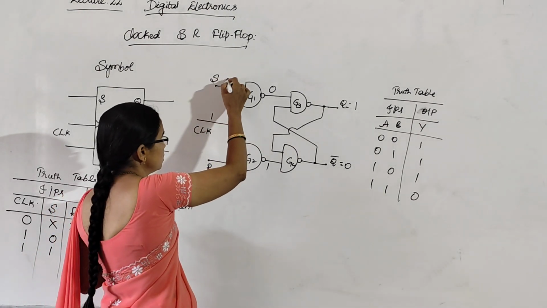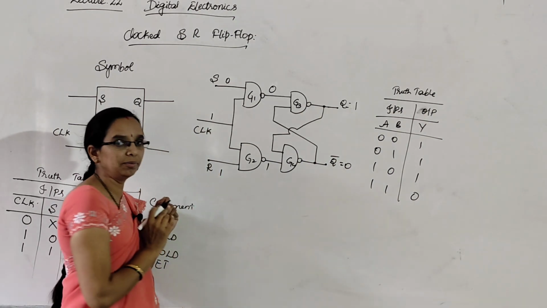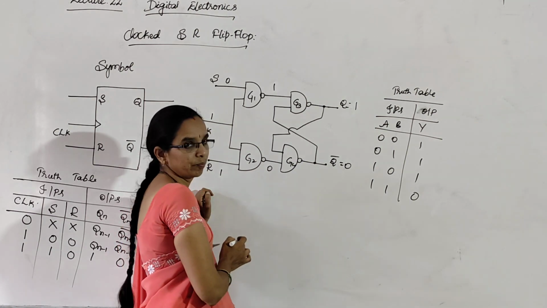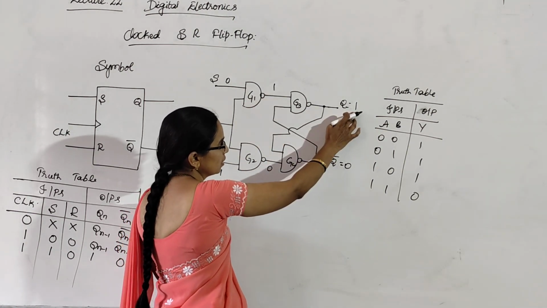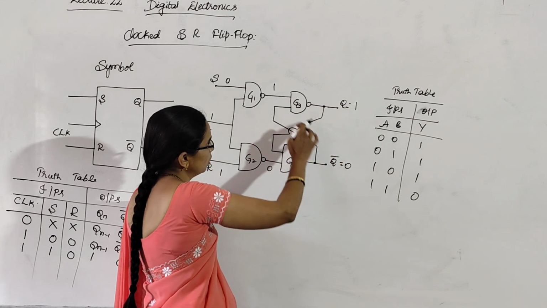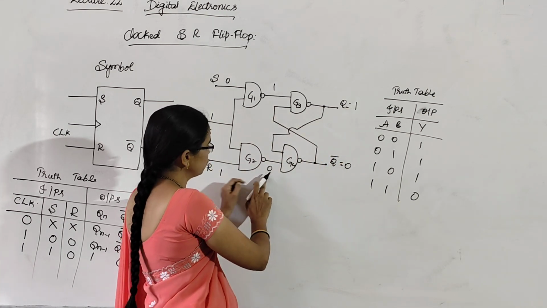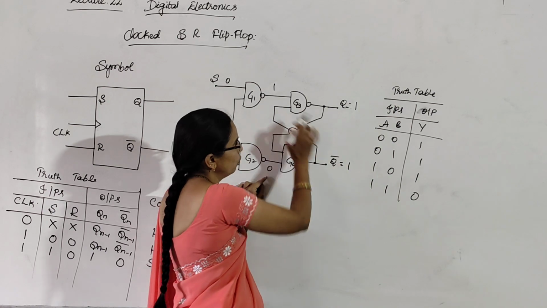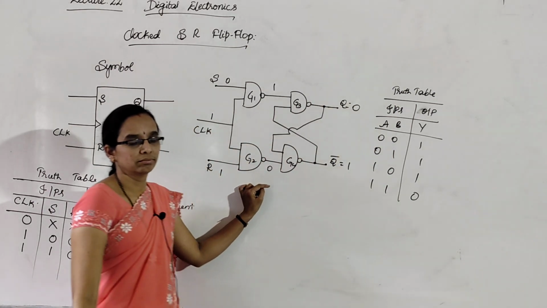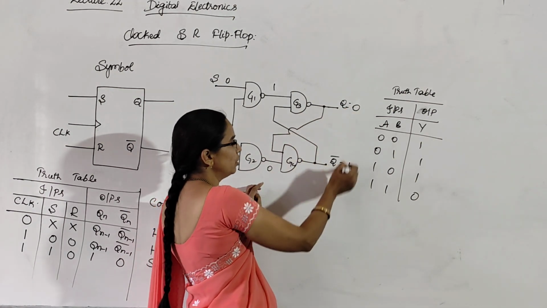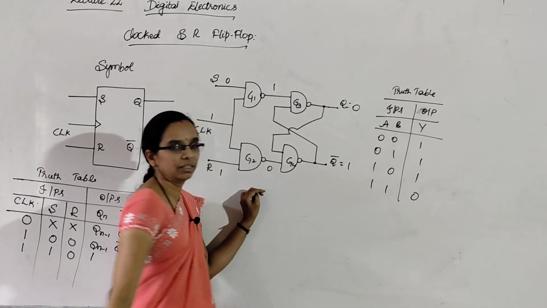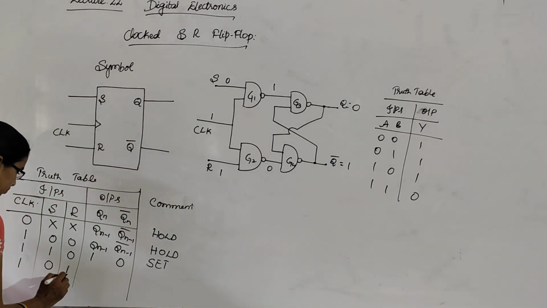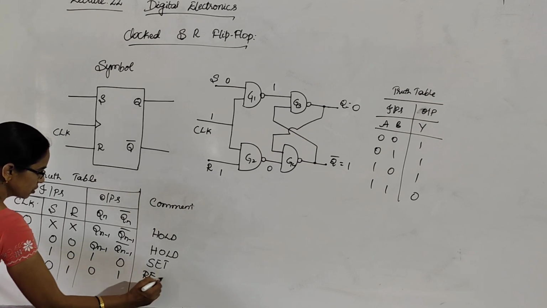Whenever I change this, S is equal to 0 and R is equal to 1 and the clock is high, what happens? This will be 1 and this will be 0. Previously, what it was, this I have changed, right? If any one of the inputs of G4 is 0, then the output is 1; 1 and 1 will be 0. So, 0 and 1, 1 and 1 is 0, 0 and 0 is 1, and the flip flop is going to reset.